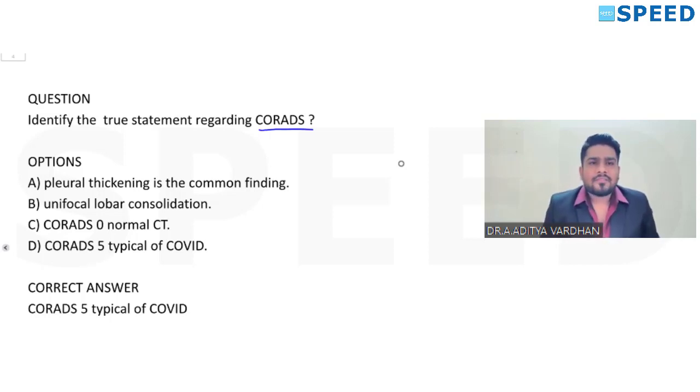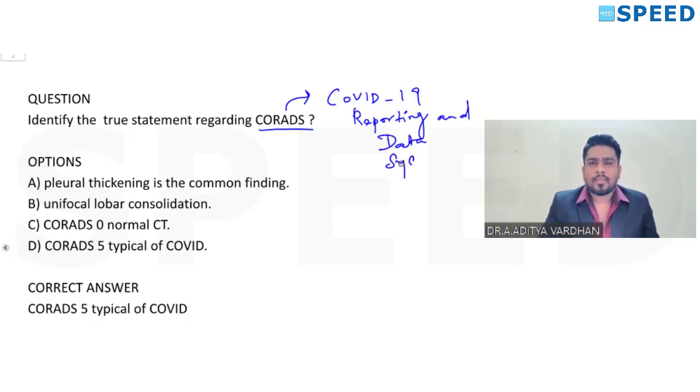Okay. Here the first question is, identify the true statement regarding CORADs. Friends, first you must know what is CORADs. CORADs is a system used in radiology. It means COVID-19 Reporting and Data System. Same like that, we have universal systems for a lot of organs, for thyroid, for prostate, and like that.